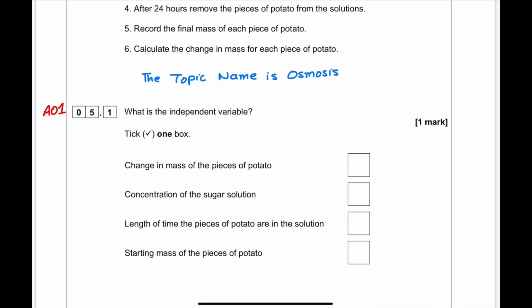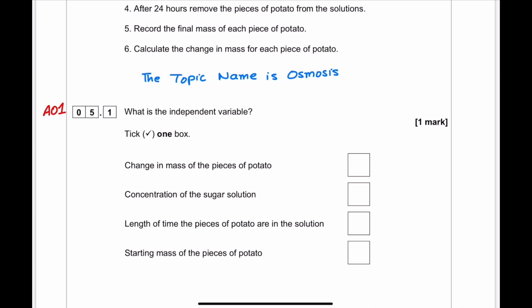What is the independent variable? The independent variable is a variable such that when it changes, the other variable also changes. The second variable depends on the first variable. In this experiment, we have been given 4 options. We have to tick one box.